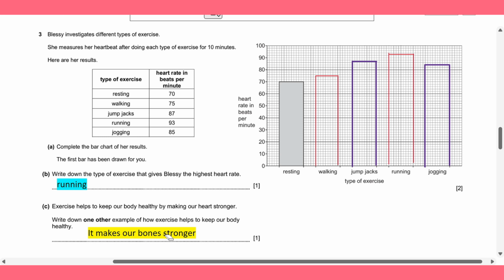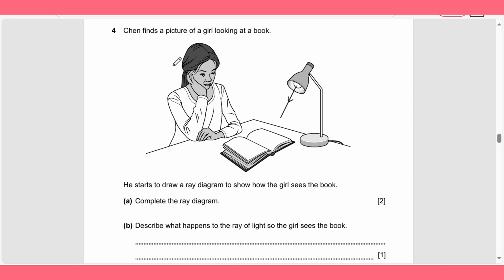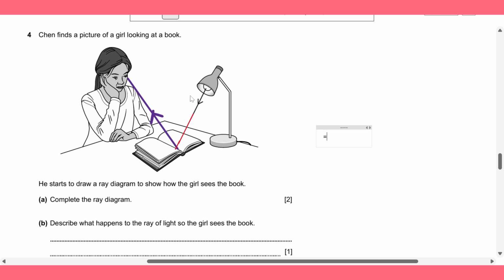Okay, let's move on. Guys, number 4, Chan finds a picture of a girl looking at a book. He starts to draw a ray diagram to show how the girl sees the book. Complete the ray diagram. Okay, for this one, it's also good if you have this printout. Let's check out the answer, guys. Here we go. This is our answer. Yeah, this is the ray diagram from the light onto the book and reflected by the book towards the eyes of the girl.